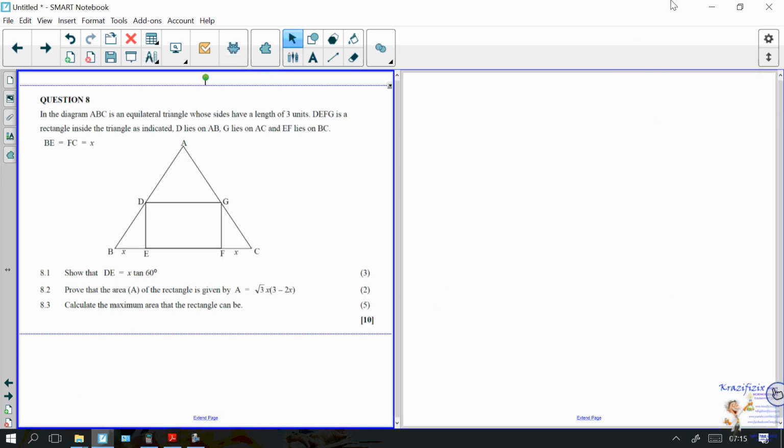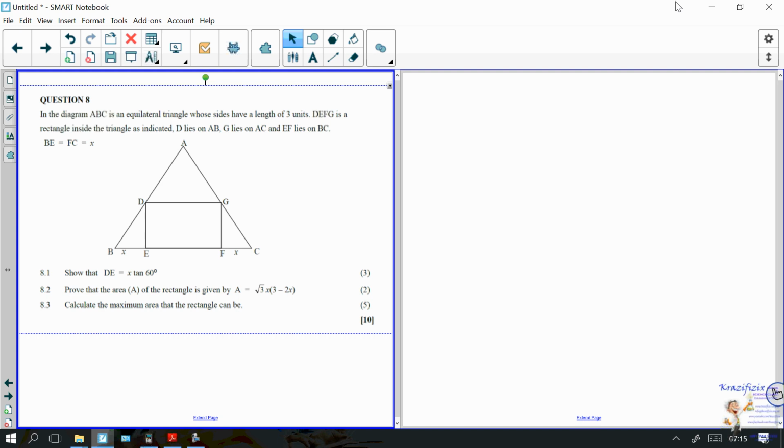In the diagram, ABC is an equilateral triangle whose sides have length 3 units. DEFG is a rectangle inside the triangle as indicated. D lies on AB, you can see the diagram there, and G lies on AC, EF lies on BC, BF is equal to FC, and that equals X. Show that DE is X tan 60.